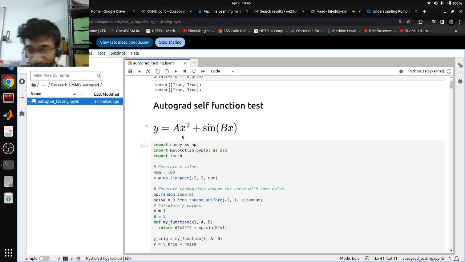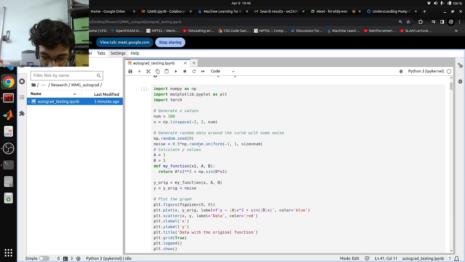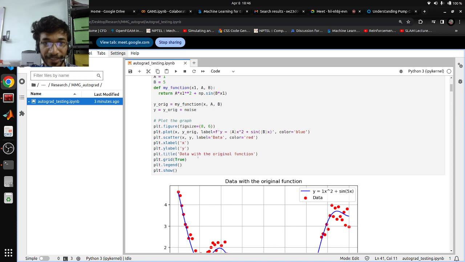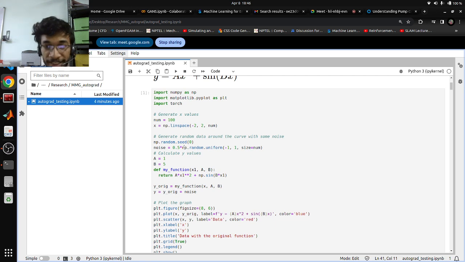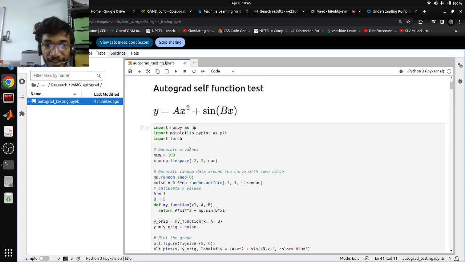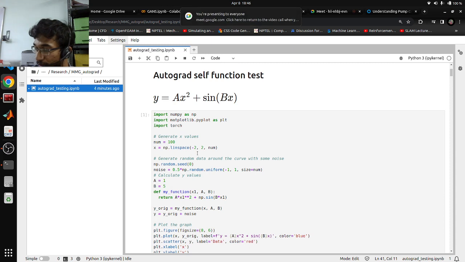You can go back and check it later. So that is what I wanted to share about AutoGrad as a method. It will be heavily used in a lot of ML applications, and so I will now go to the other demo.